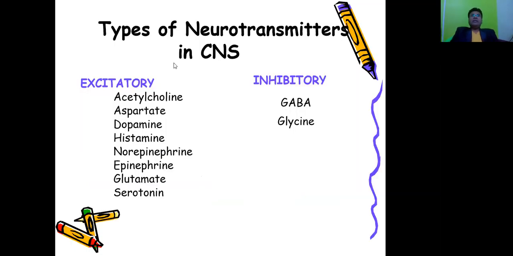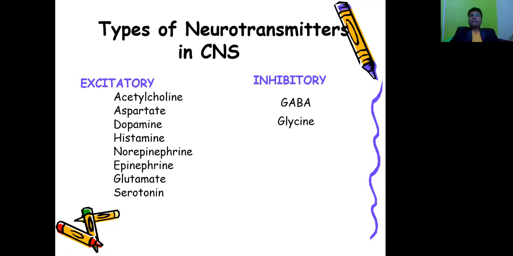Now, what are the various types of neurotransmitters that are present in the central nervous system? There are 2 types of neurotransmitters: the excitatory neurotransmitters and the inhibitory neurotransmitters. The excitatory neurotransmitters are acetylcholine, aspartate, dopamine, histamine, norepinephrine, epinephrine, glutamate, and serotonin. Whereas the inhibitory neurotransmitters are GABA, gamma-aminobutyric acid, and glycine.